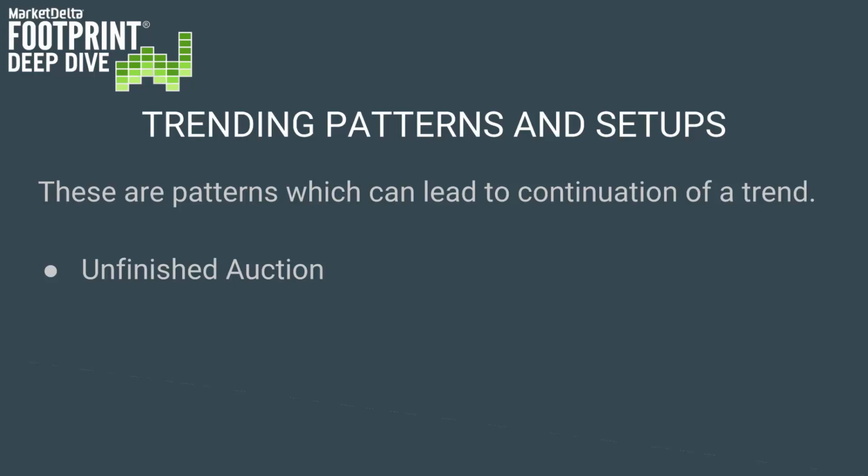So a couple patterns we'll look at are the unfinished auction and the naked POCs, where POC stands for point of control, which, if you don't know what that is, which is fine, is simply the high volume price within a bar. And naked means it hasn't been touched since it printed on a bar. So it'll draw a line across the chart, and it's considered naked until it gets covered up or touched by a future bar.